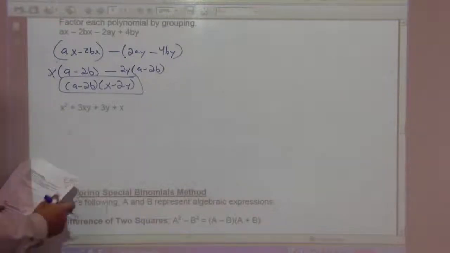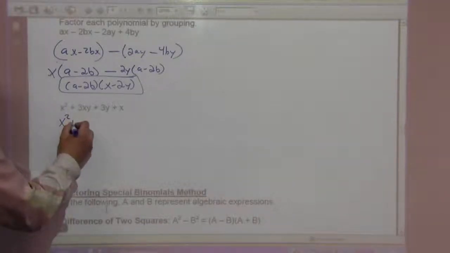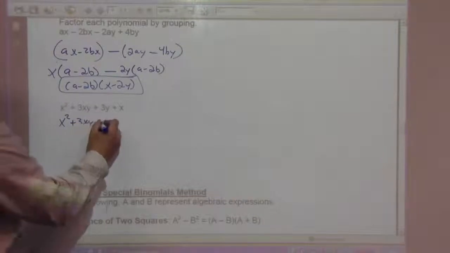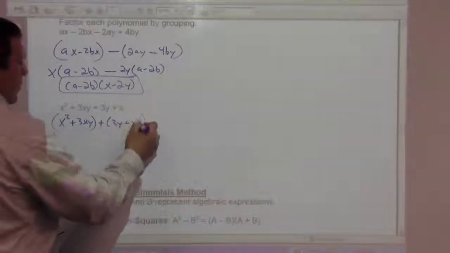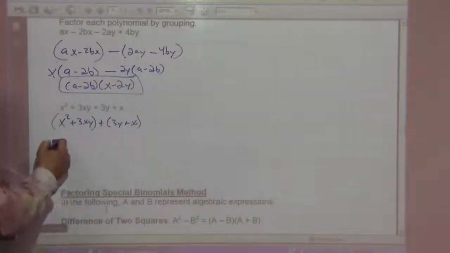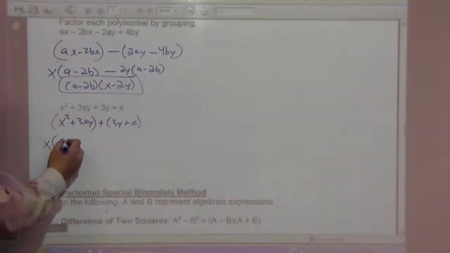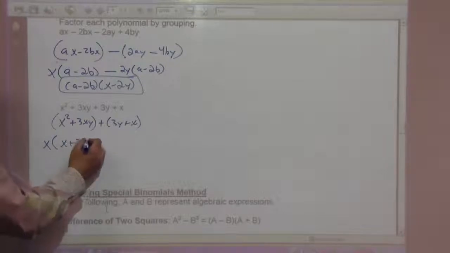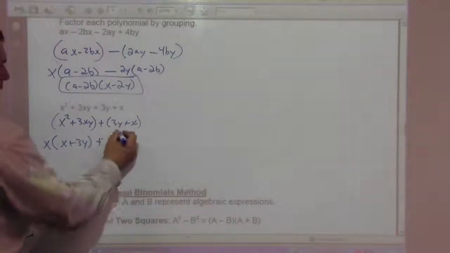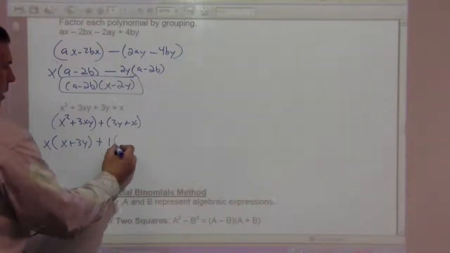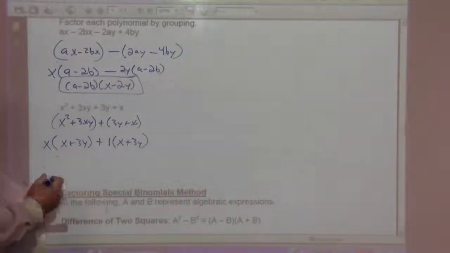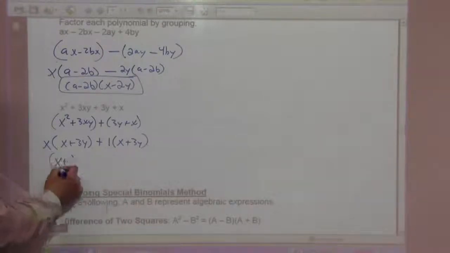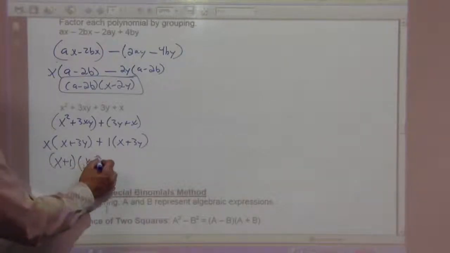The next one, I group them again: x squared plus 3xy plus 3y plus x. Out of the first pair I could pull an x out and I'd have x plus 3y. Out of the second pair I really can't pull anything out. I'll call it a 1 and rearrange the order, x plus 3y. So it's x plus 1 times x plus 3y.